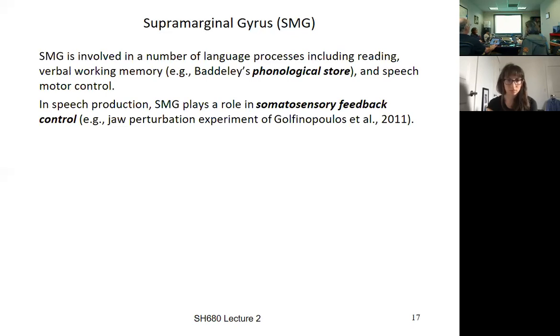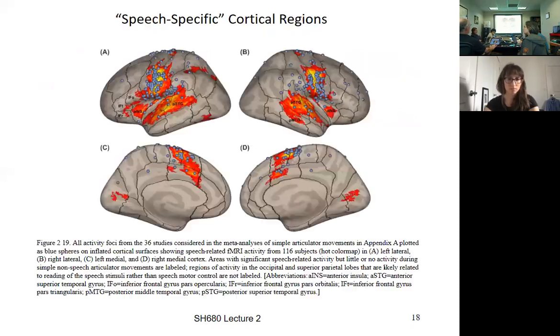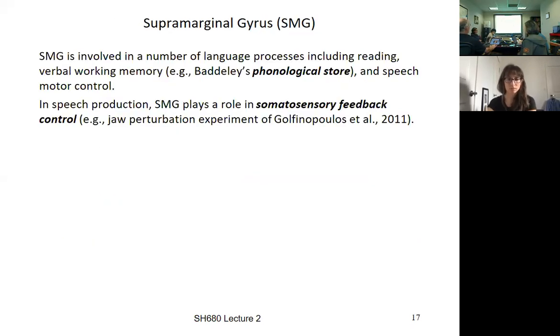We've seen this in a jaw perturbation experiment, for example, where we perturb your jaw when you're speaking in the scanner, and your supramarginal gyrus lights up. And we think that's some somatosensory error signals that are turning on in order to generate corrective movements in the somatosensory feedback control system. We'll flesh that out later. Okay. All right.